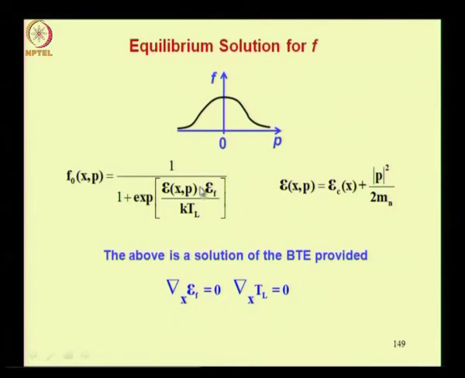In other words, this constant should be the same for all x, or in 3 dimensions for all positions. Similarly, the gradient of the lattice temperature should also be 0. In other words, lattice temperature should be uniform throughout the device. So both EF and lattice temperature should be constant throughout the device. So long as the constants here, TL and EF, follow this condition, you can show that this function will be a solution of the Boltzmann transport equation under equilibrium. Now let us do some manipulation to show that.